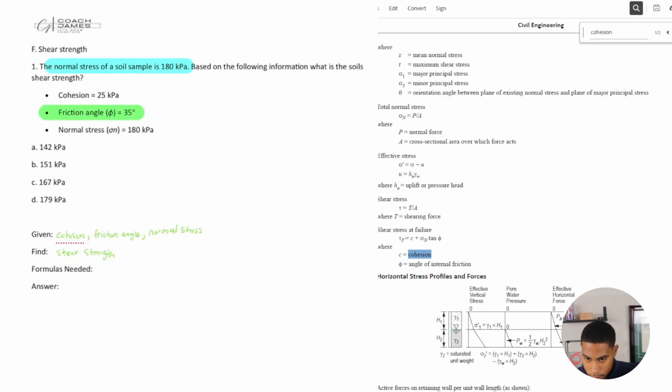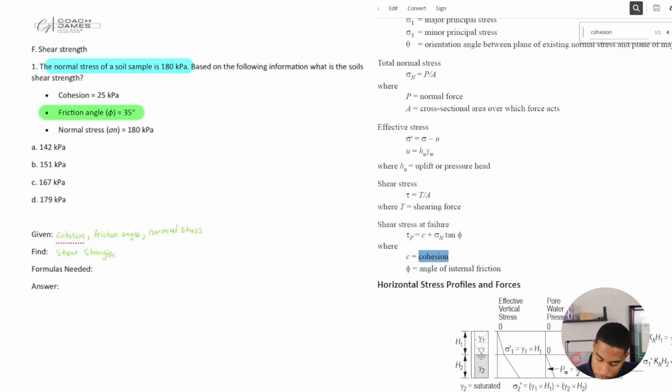Okay, so I believe we have everything that we need to be able to solve this. Let's go ahead and write this out. T sub F, the shear stress at failure, is equal to C plus the normal stress times tangent of phi, which is the internal angle. Just write these out. C is equal to 25 kPa. Sometimes writing out my variables and then beside it writing out the values helps me plug and chug a lot faster. The normal stress is 180 kPa. What is kPa? It's a kilopascal. What about phi? Phi is equal to 35 degrees.